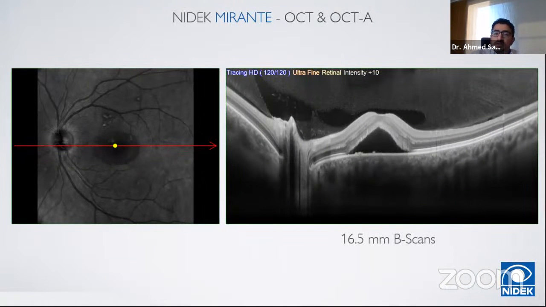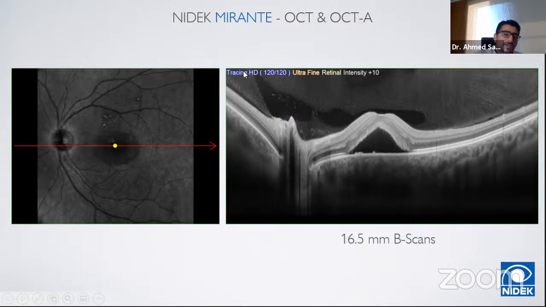I will start by giving you an example of the B-scan, which is about 16.5 millimeters. As you can see, it is extremely wide. So here's the optic disc, and here's the macular area, and the image is really wide. You can also visualize the vitreous very clearly, and this is referring to 120 out of 120 of the HD averaging that I just mentioned.